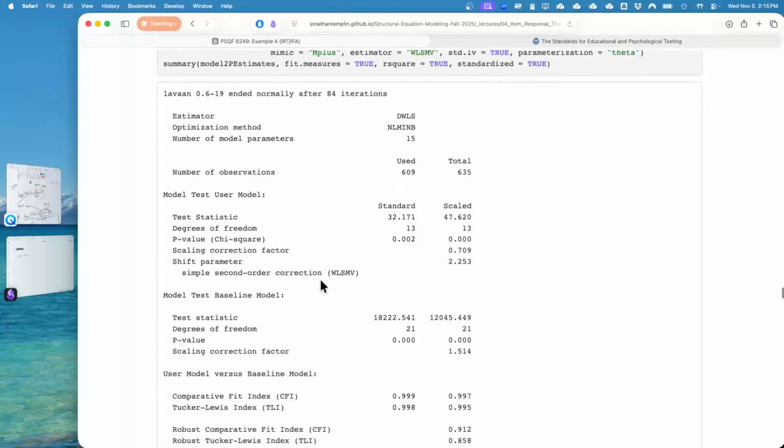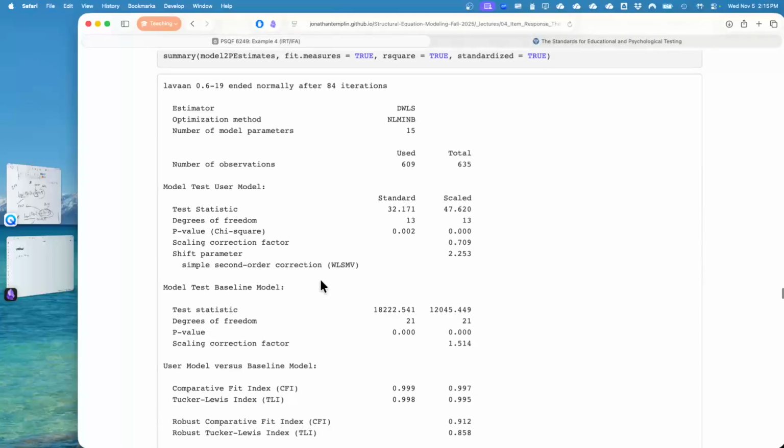Ready? We get our results. Let's see what's the same. Remember last time? Model test user model. This is like that overall test statistic that you had before. Now, it's based on different numbers. The way it works is a little bit different because we don't have a log likelihood that comes out of our test statistic. So this is a version of the likelihood ratio test that comes from this estimation process itself, this diagonally weighted least squares in lavaan, or WLSMV in Mplus.